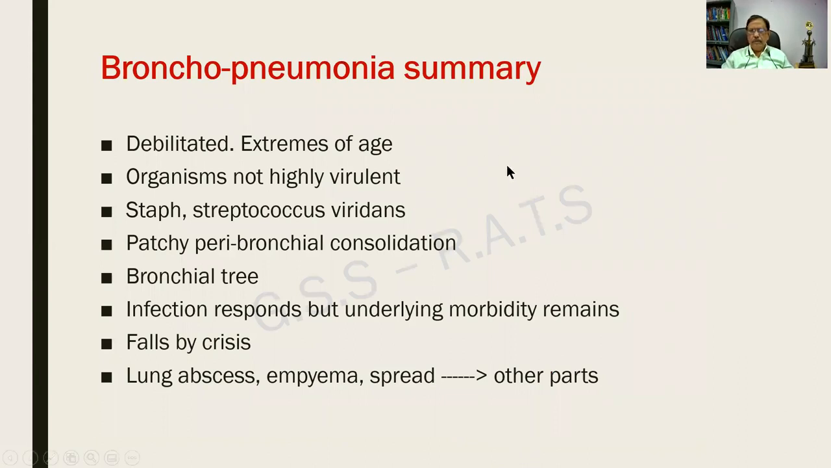A summary of the bronchopneumonia, almost a repetition. The patient is debilitated, at the extremes of age, and the organism is not so virulent. The causative organisms are Staphylococcus or Streptococcus. Patchy peribronchial consolidation affects the bronchial tree. The infection responds, but there will be morbidity. Morbidity means damage. Mortality means death.